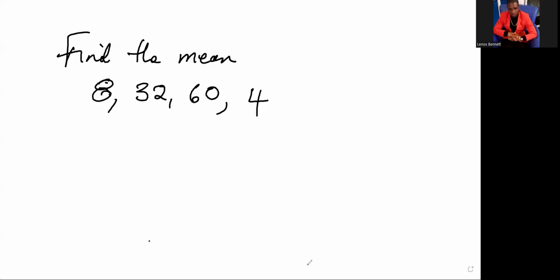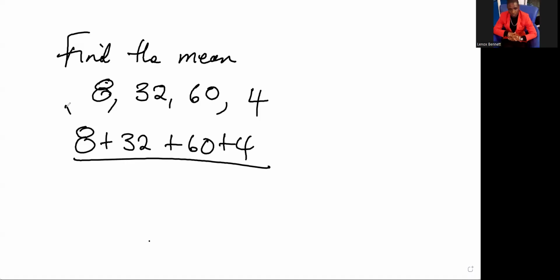All right, so it says find the mean of 8, 32, 60, and 4. As we discussed, we add up all the numbers and then we divide by how many numbers we added. So we have one number here, 2, 3, 4. So we divide by 4. 8 plus 32, 40. 40 plus 60, 100.